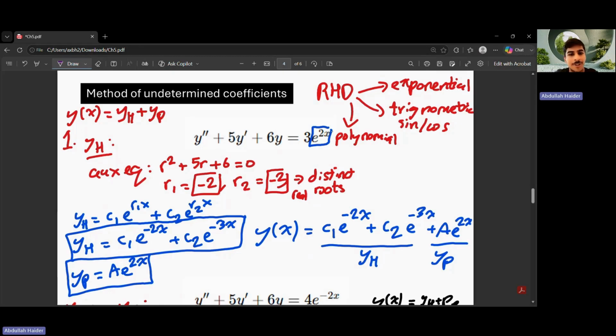And since e power 2x is not appearing anywhere over here, it's not appearing over here, it's not appearing over here, so we don't multiply this by x.